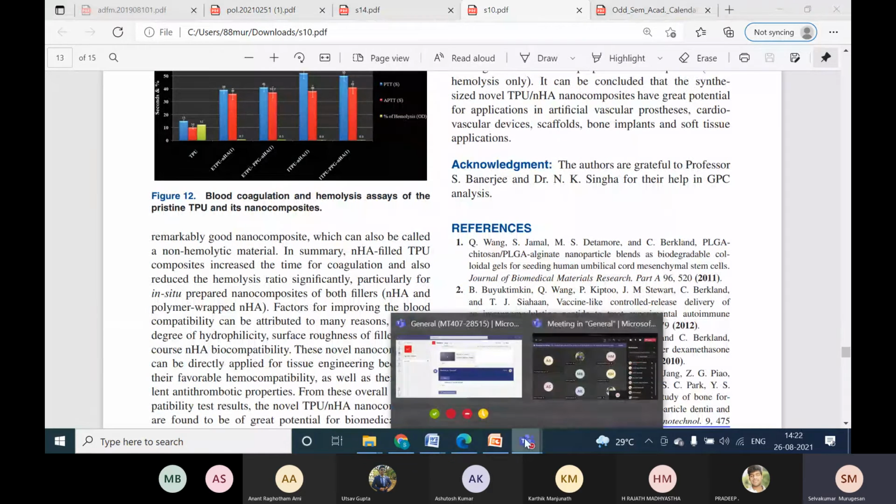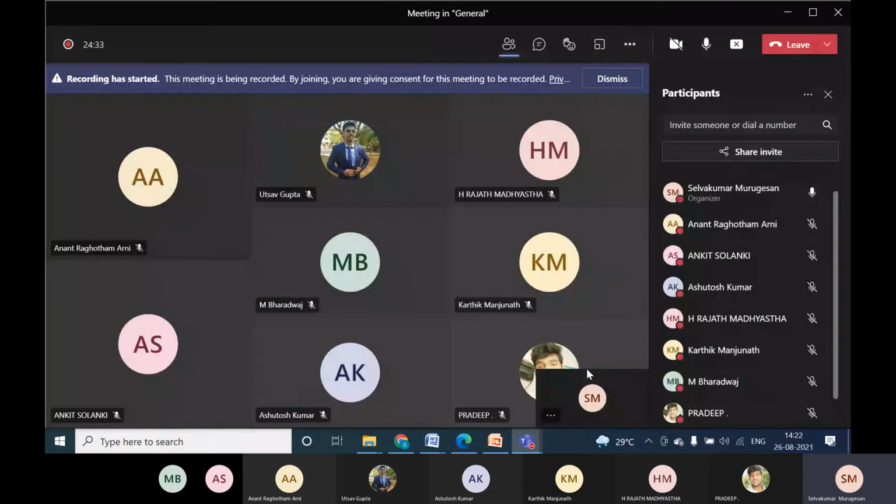Yeah. So did you understand something from this paper? What is the structure-property determination or study?